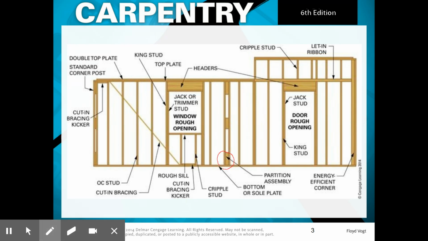Here we have one for a partition. We're going to be going over how those are constructed. And when we look over here, we have a rough opening for a door. You can see it follows the same construction as a window. Here we have our king stud, which is full length. We have our jack stud. We have a header.